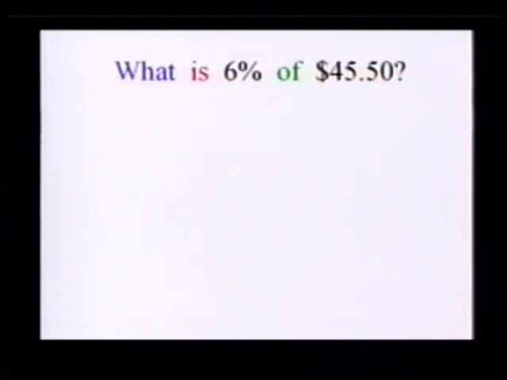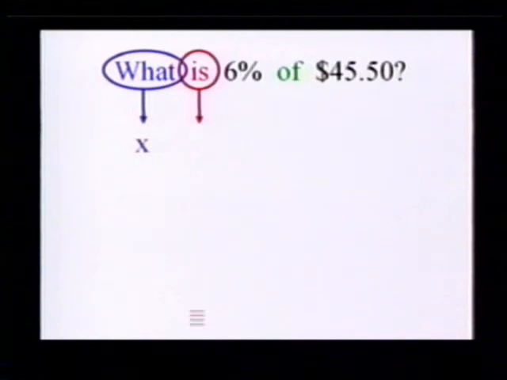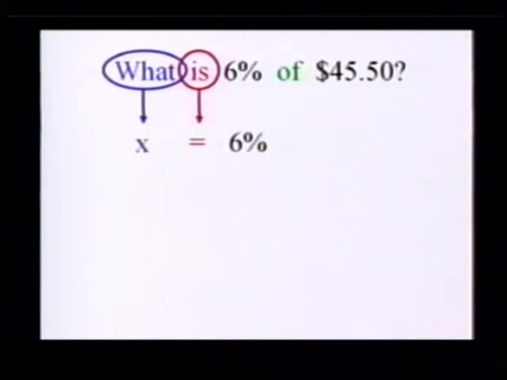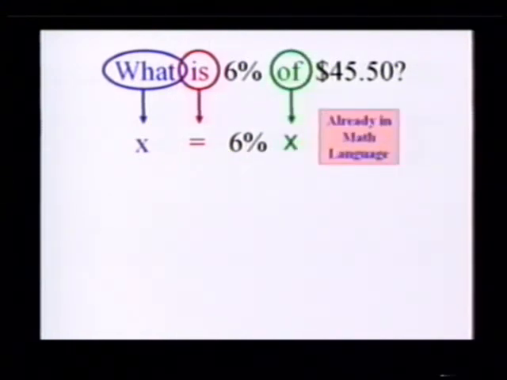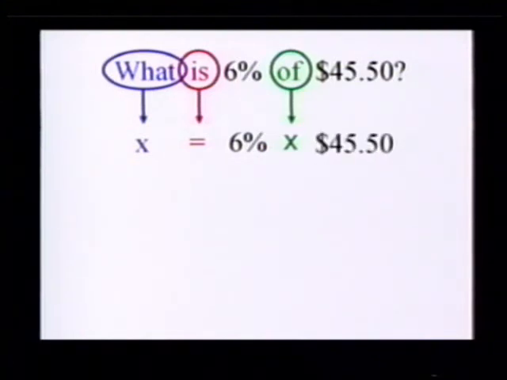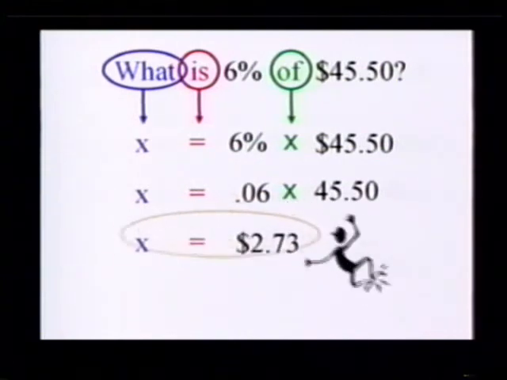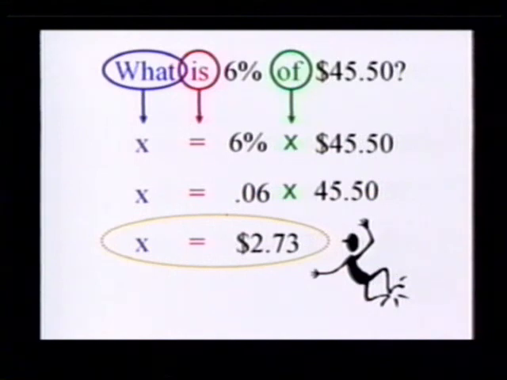Allow me to demonstrate. Okay, we did a couple. It's a question, it's a variable, is equals. This one's already in math language. Of is times. 4550, already in math language. And now we just compute, okay? Let's see. 6%, I'm going to have to make it into a decimal. And then do my multiplication, and I've got an answer. Hey, this is great, man. Not so bad if you use those conversions.